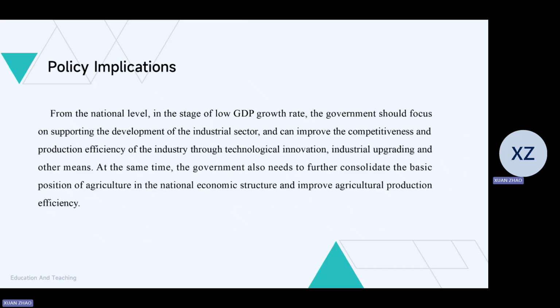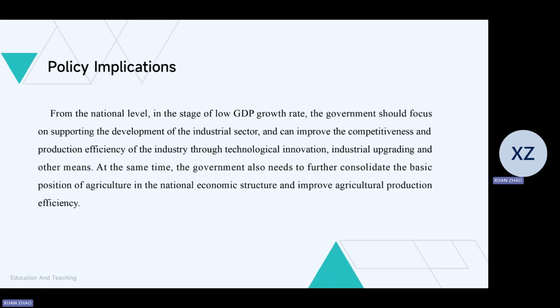In the development of the industrial sector, the government can improve the competitiveness and production efficiency of the industry through technological innovation, industrial upgrading, and other means. At the same time, the government also needs to further consolidate the basic position of agriculture in the national economic structure and improve agricultural production efficiency.